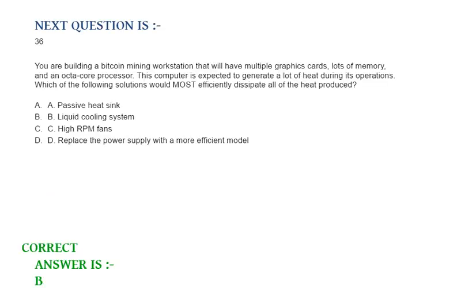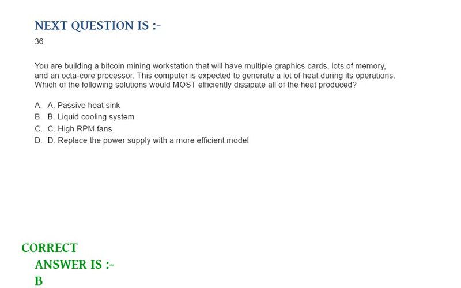Next question is, you are building a Bitcoin mining workstation that will have multiple graphics cards, lots of memory, and an octa-core processor. This computer is expected to generate a lot of heat during its operations. Which of the following solutions would most efficiently dissipate all of the heat produced?